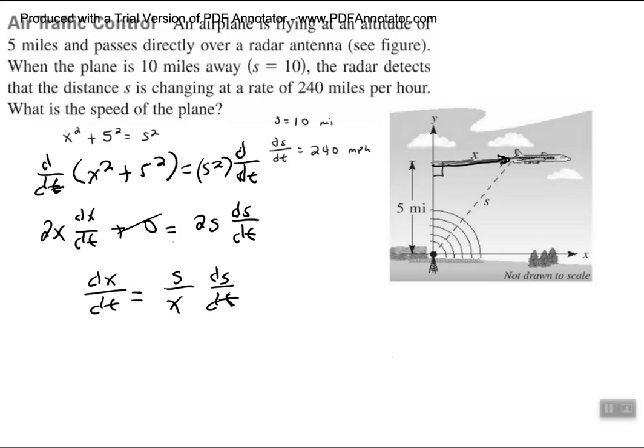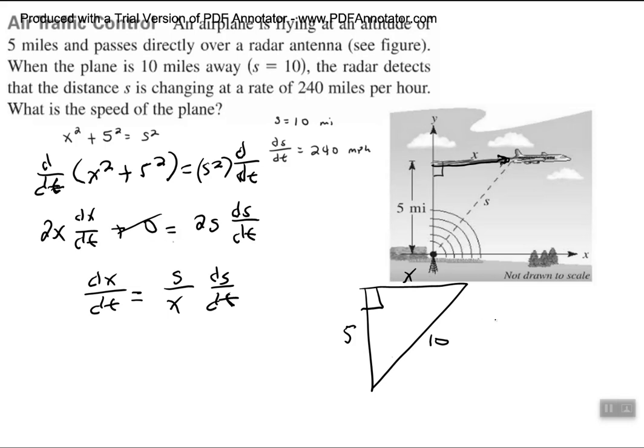All right, so we have ds/dt, that was given to us. It says that the distance s is changing at a rate of 240 miles per hour. So that's ds/dt when s equals 10. But we also need the value of x. So when the altitude is 5 and s is equal to 10, what's the value of x? Well, again, that's the Pythagorean theorem.